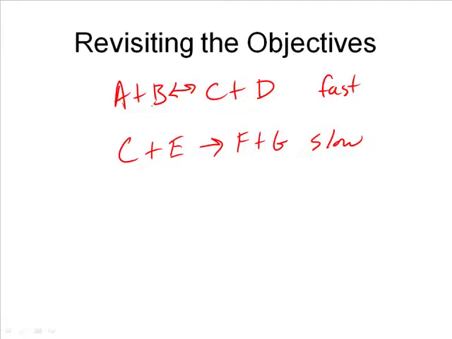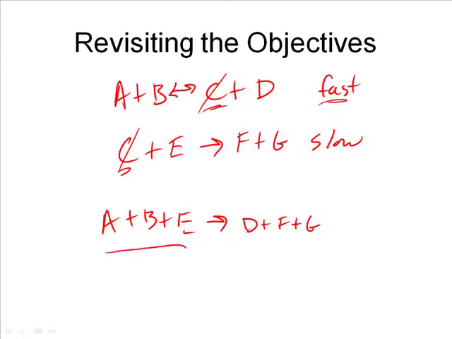So A plus B is in equilibrium with C plus D, and that's the fast step. And then in our second reaction, we've got C plus E making F and G, and that's our slow step. So overall, if we were to find the overall reaction, it looks like our only intermediate is C. So it would be A plus B plus E would make D plus F plus G. Notice that anything on the reactant side that doesn't cancel out is there. Anything on the product side that doesn't cancel out is there.